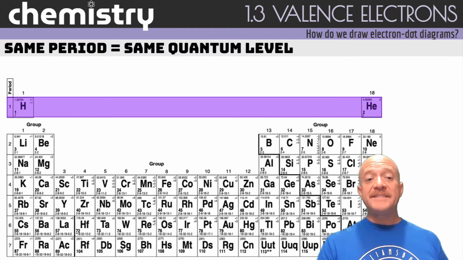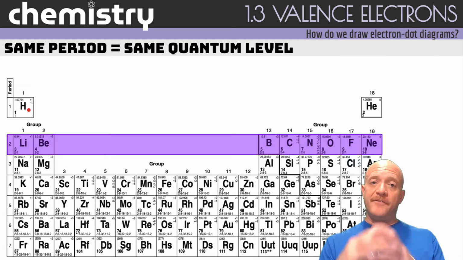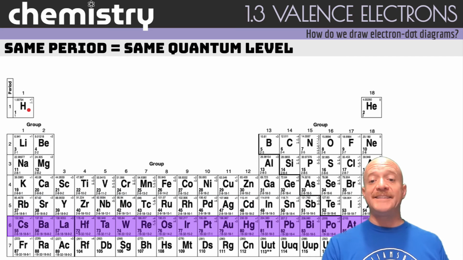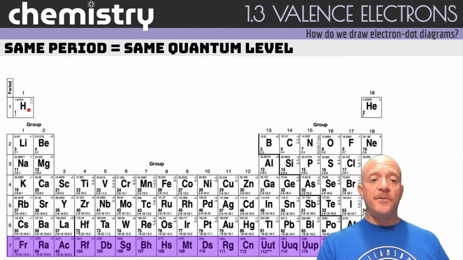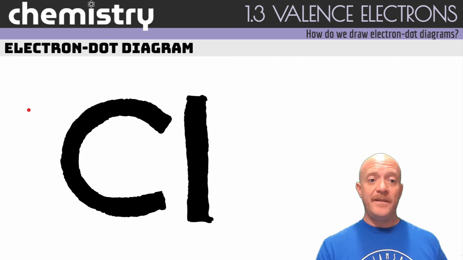And within the same period, now period is the groups going across, or the lines going across. This is period 1. They have the same quantum level. In other words, 1 orbital. This is 2 quantum levels, 2 orbitals. This one has 3 orbitals, 4, 5, 6, and 7. So the same period is going to have the same quantum level. And as you increase the quantum level, you are also increasing the energy.